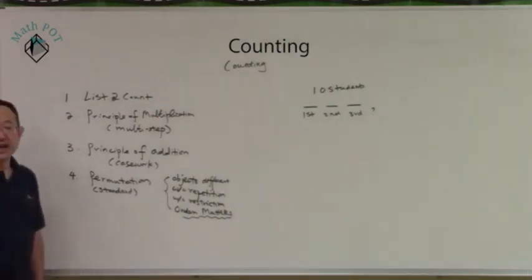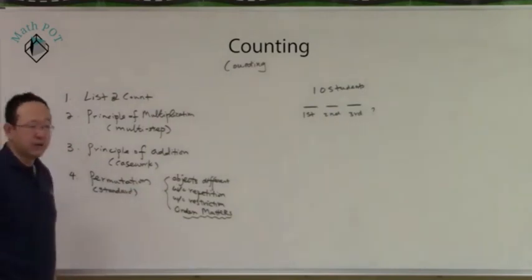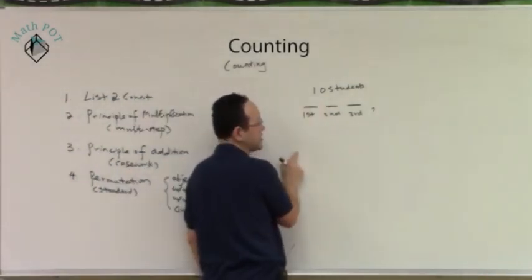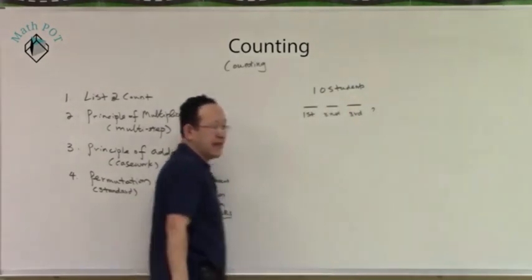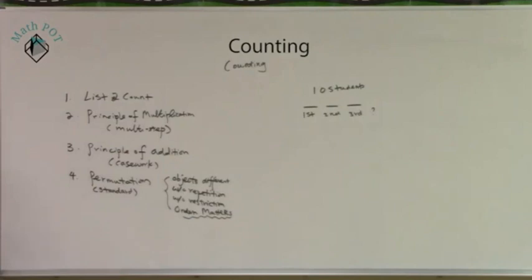Clearly, all the students are mutually different, so clearly this is a without repetition problem. Because if you put one person in the first place, there's no way that person is in the second place at the same time. So that means this is without repetition.